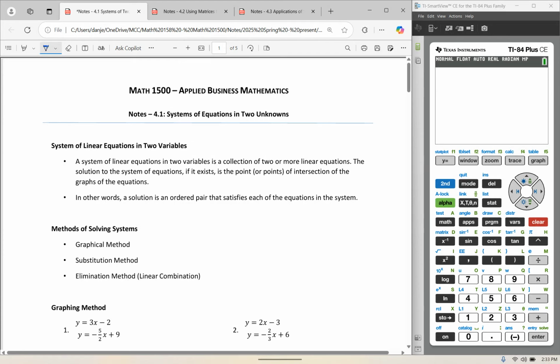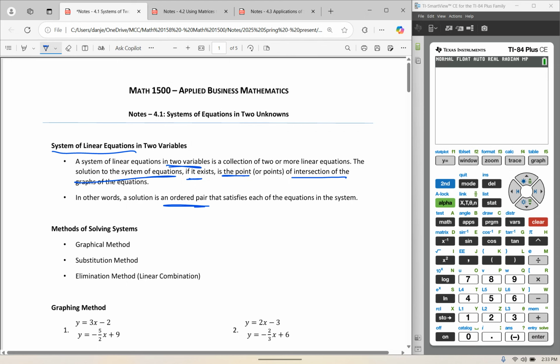Now what we mean by a system of linear equations in two variables is that we have two linear equations. We're going to look for the solution to the system of equations if it exists. At the very end of the video we'll talk about those occasions where it doesn't exist. But the solution, if there is one, is the point of intersection. It's the point where the two lines will intersect when we graph the two lines. So the solution is an ordered pair.